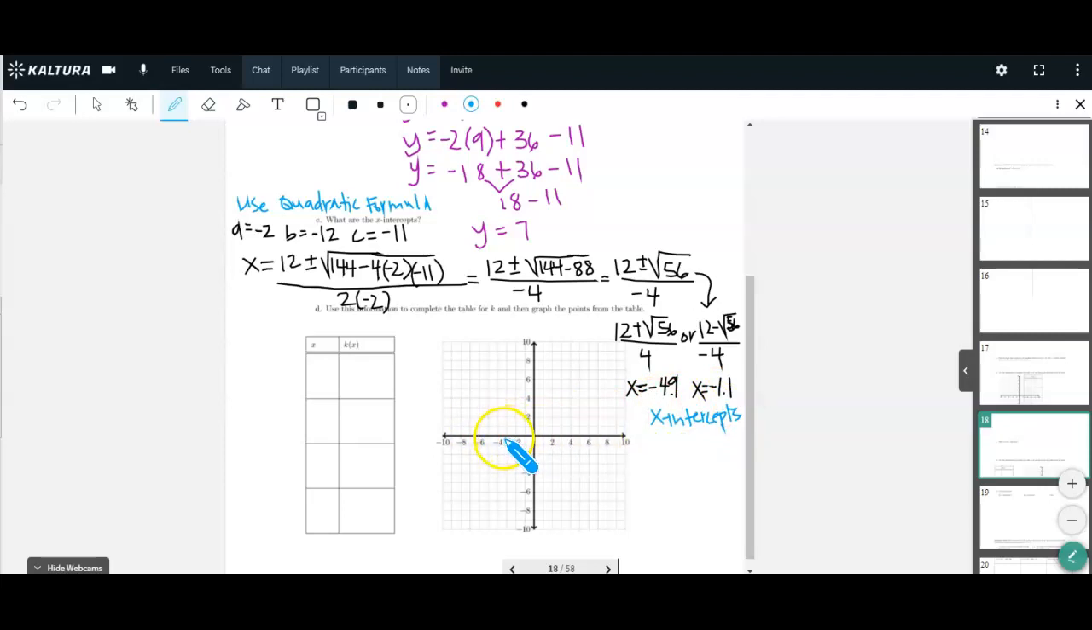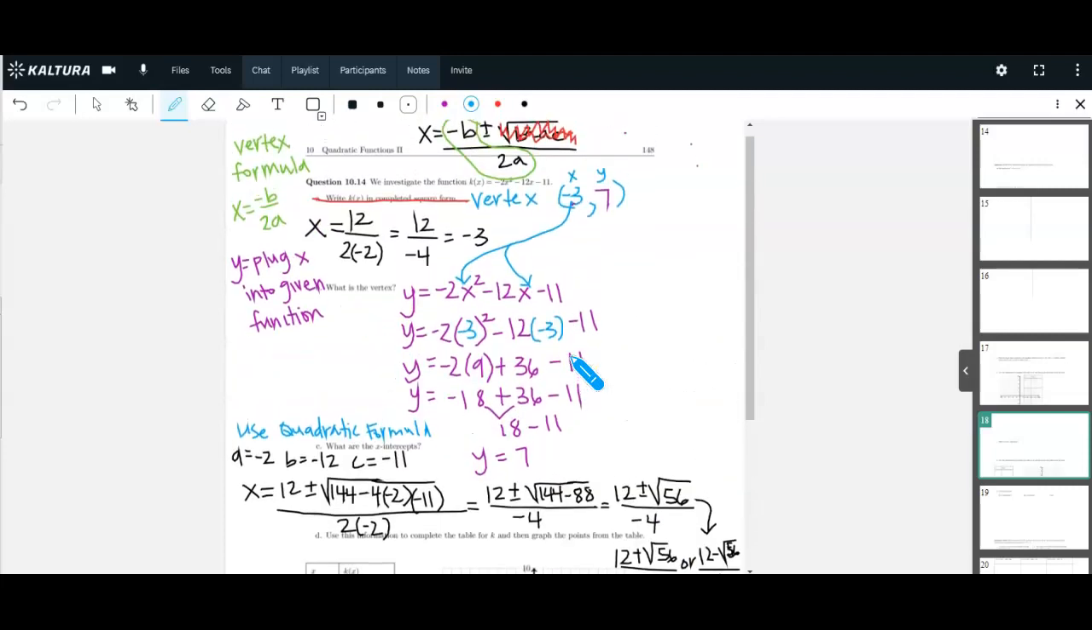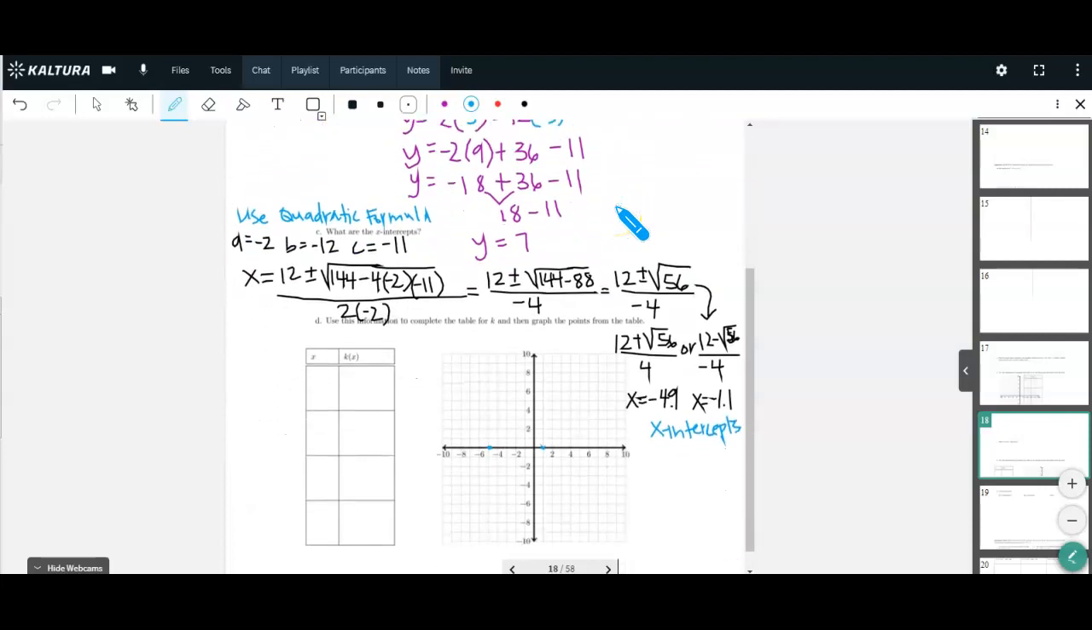So that's where they're going to cross the x-axis here. I've got -4.9, so it's going to be almost to 5 here. Let me put a little point right there. And then -1.1, so just a little bit more than 1. Then I know my vertex, which I found before, is -3, 7. That's the other part of the graph I want to do. So go left to -3 and up 7, maybe about there.